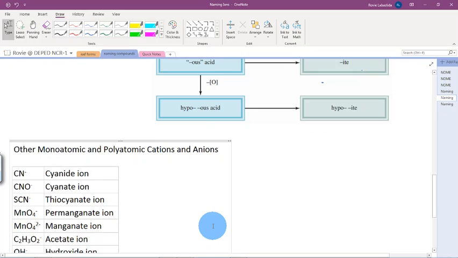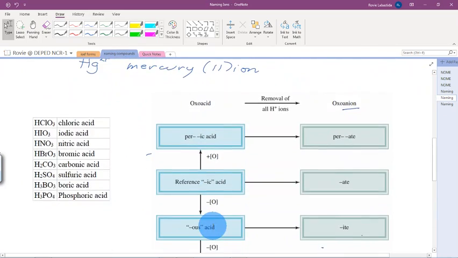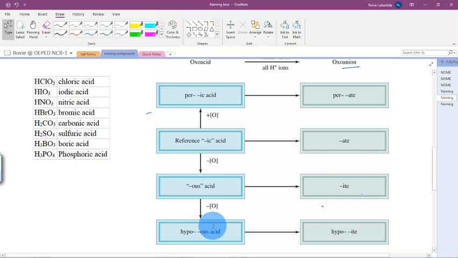Alright, so that's it. I hope you understand the system in naming and deriving polyatomic ions, and also, as we discussed earlier, I hope you also understand naming monoatomic cations and monoatomic anions.